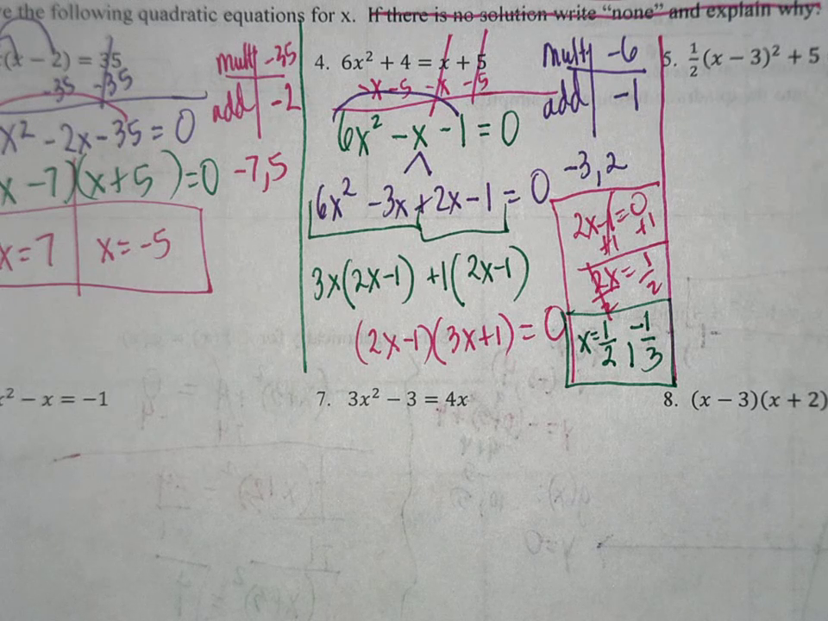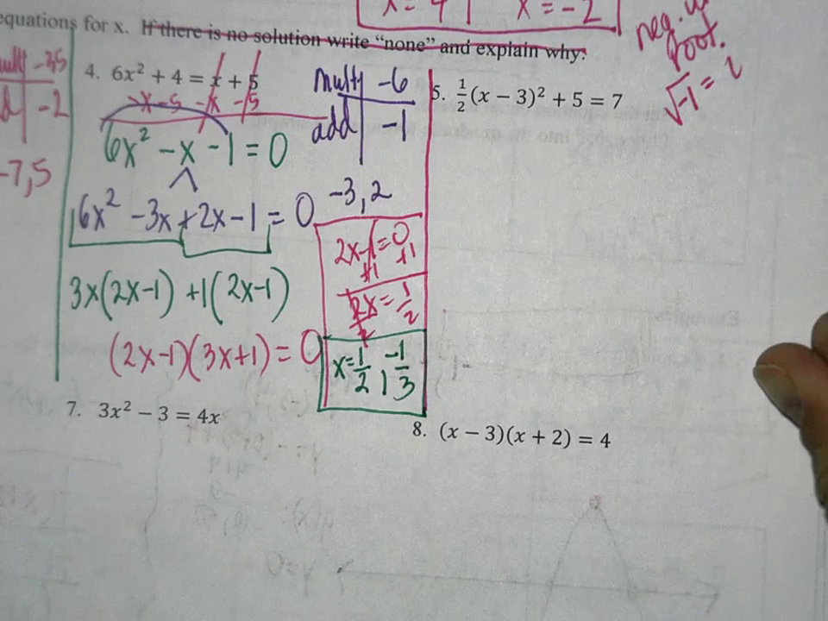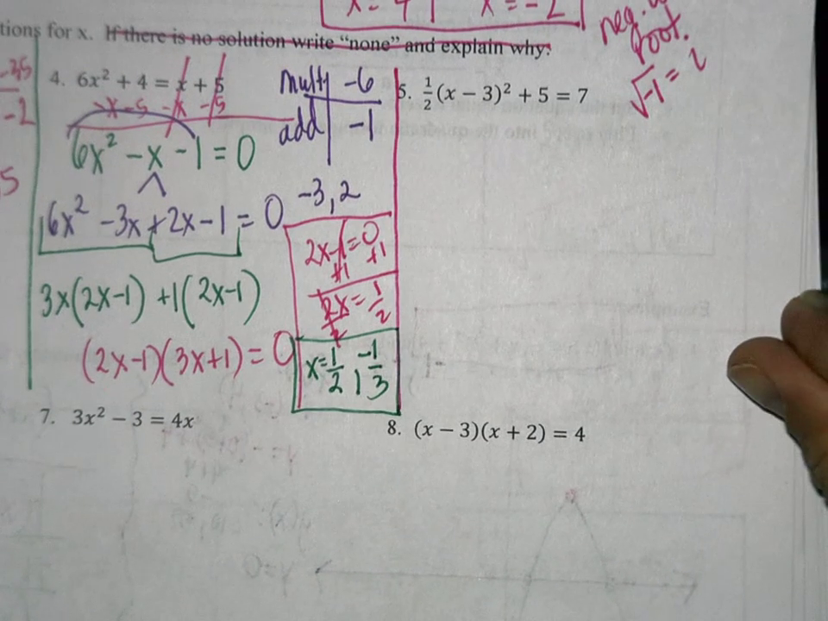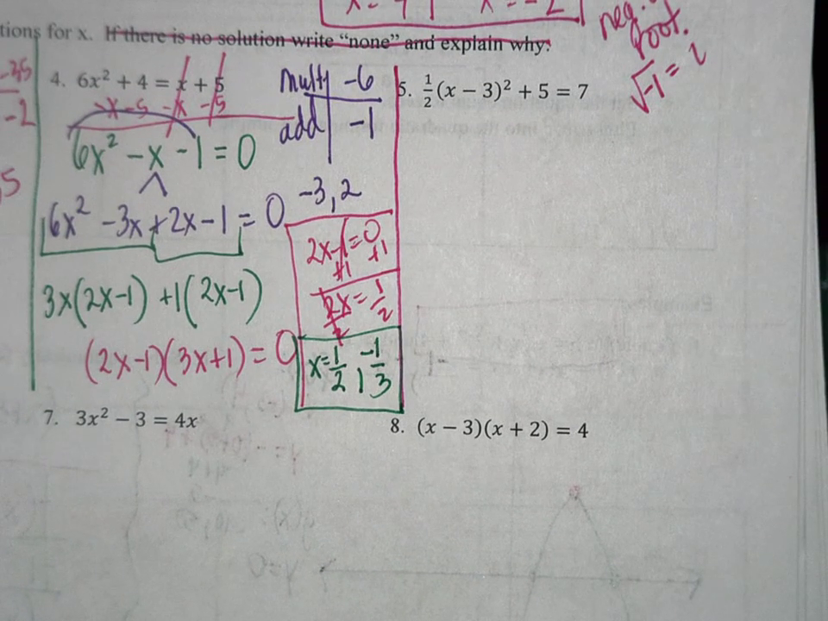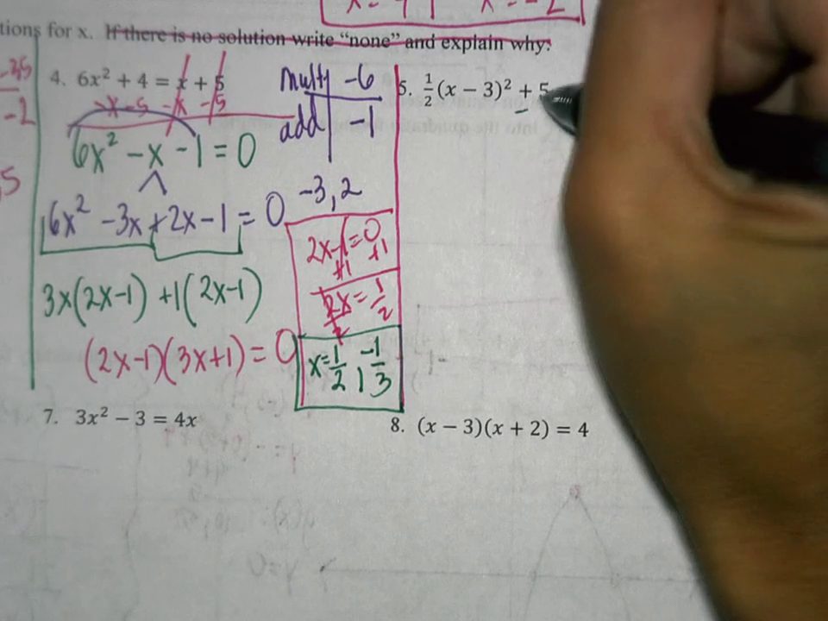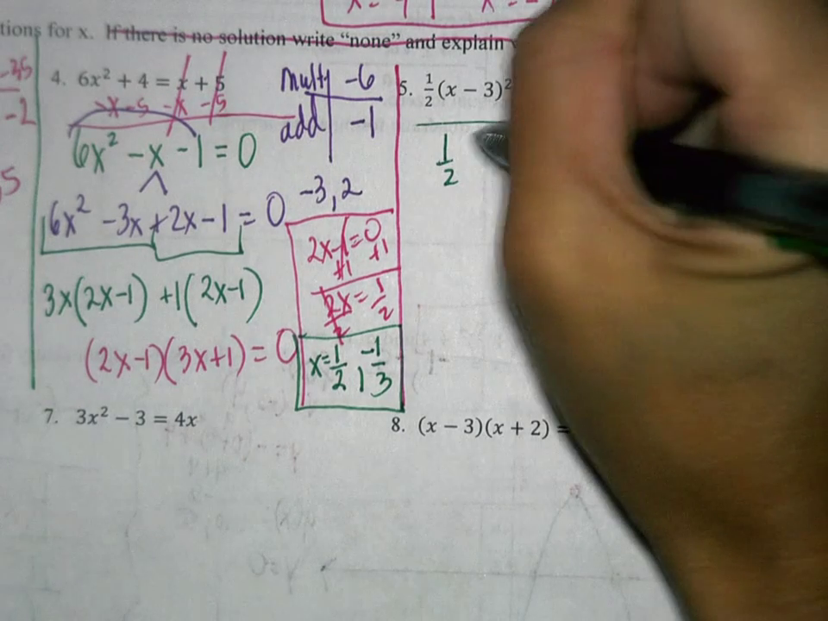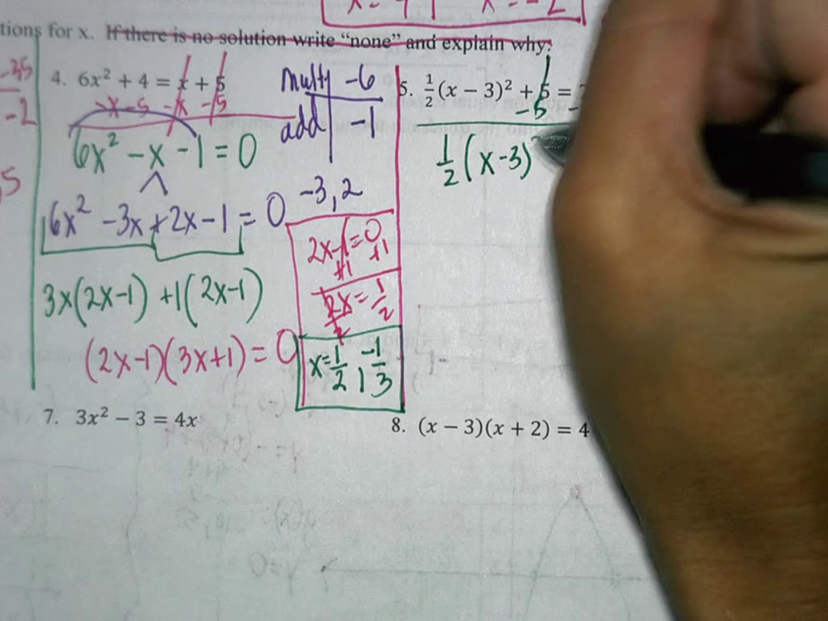Okay, number 5. What do you think will be the best method for solving number 5? Good, and specifically it's going to be solving by square roots, right? Okay, so we are going to start by subtracting 5 to both sides. We have 1/2 (x minus 3) squared equals 2.